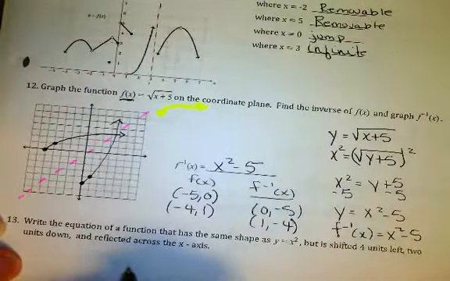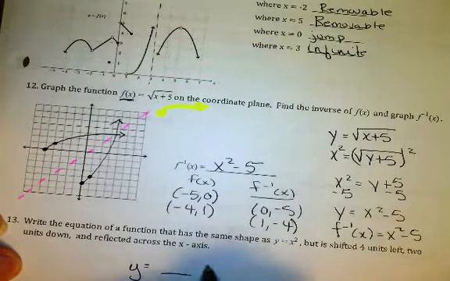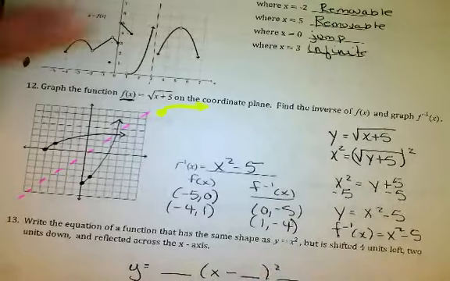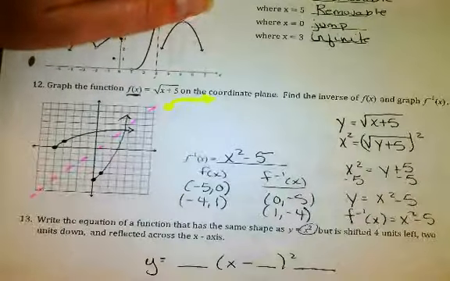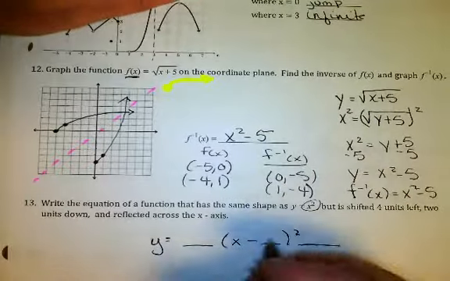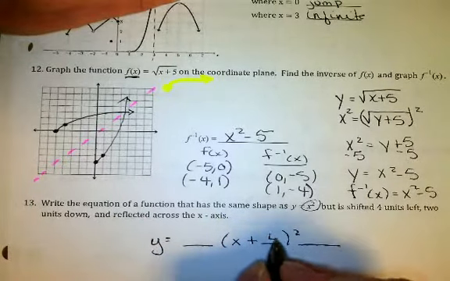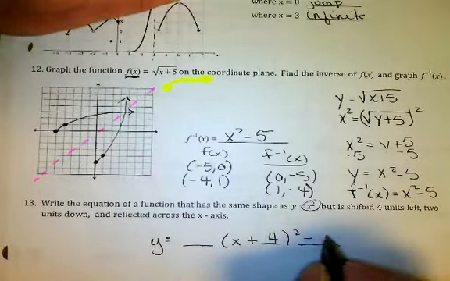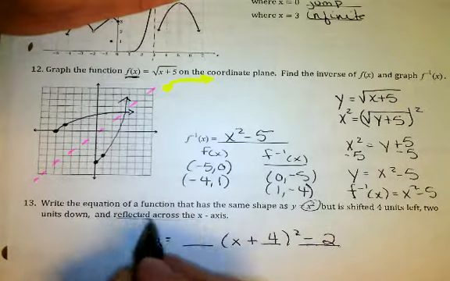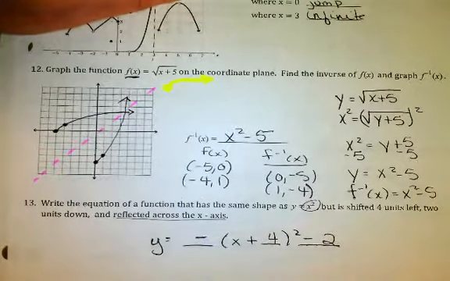Okay, this one's just writing an equation, so it should look something like this. All right, because it's a quadratic. So if it's shifted 4 units to the left, that's going to look like a +4. If it's 2 units down, that's a -2. It's reflected across the x-axis, so that's the negative.